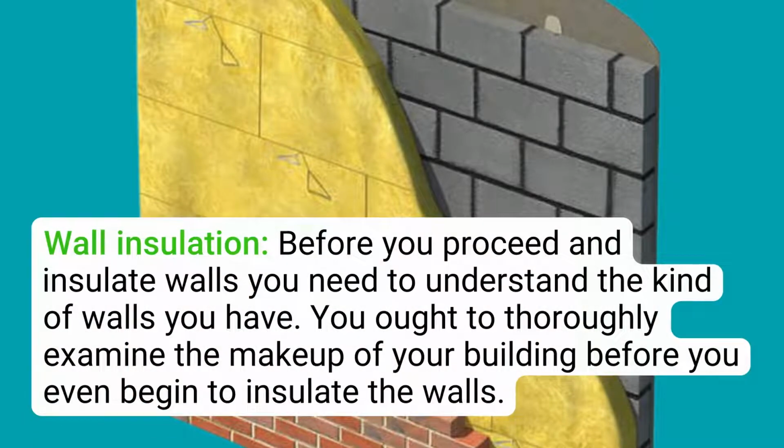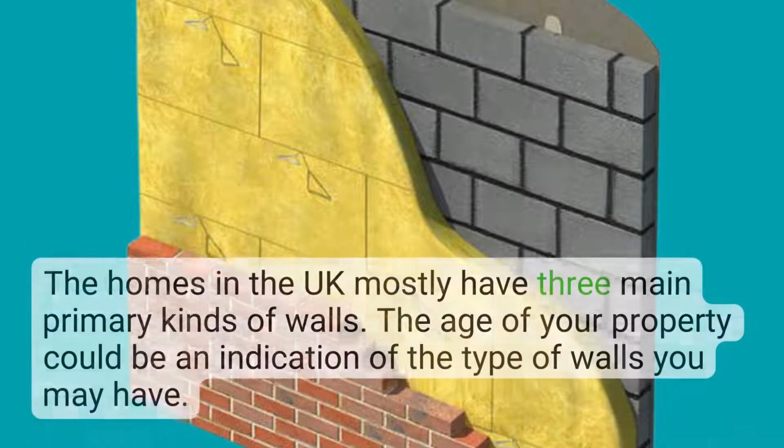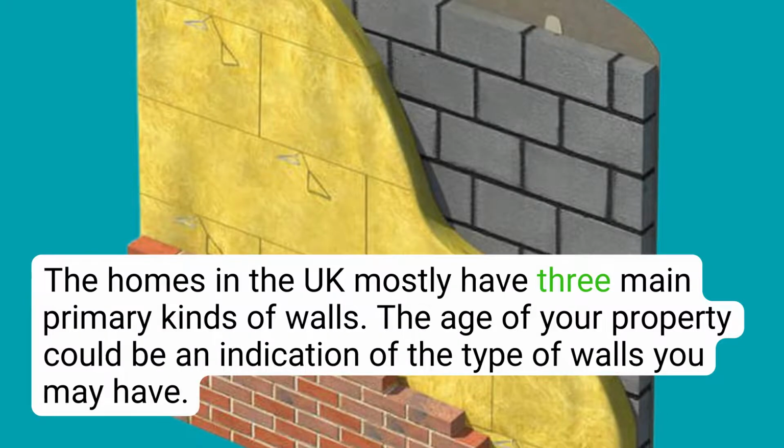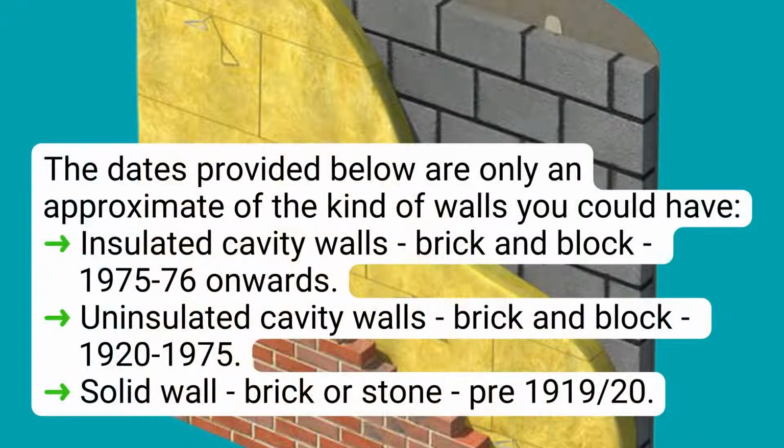Before you proceed and insulate walls, you need to understand the kind of walls you have. You ought to thoroughly examine the makeup of your building before you even begin to insulate the walls. The homes in the UK mostly have three main kinds of walls. The age of your property could be an indication of the type of walls you may have. The dates provided below are only an approximation of the kind of walls you could have.